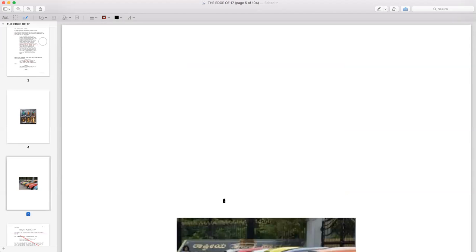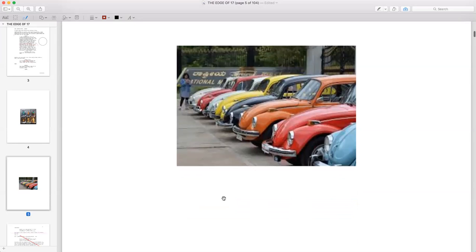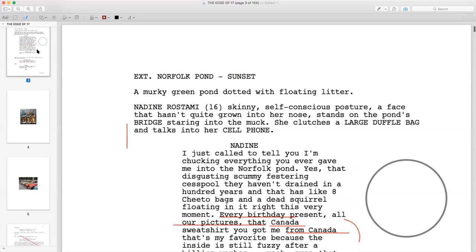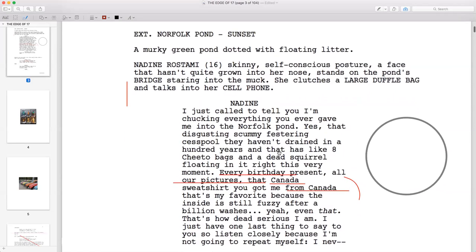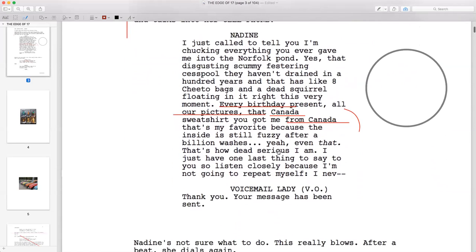And then for the pictures, I thought maybe whenever they saw a bug going on, they would get a selfie with the bug, and then they'd print those selfies and put them on their walls, and it was something that bonded them together, and it was a beautiful thing between the two of them. So now there were two stories for those images: for every birthday present, all our pictures, and then the Canada sweatshirt, "You got me from Canada." Well, that's a really interesting little piece there.